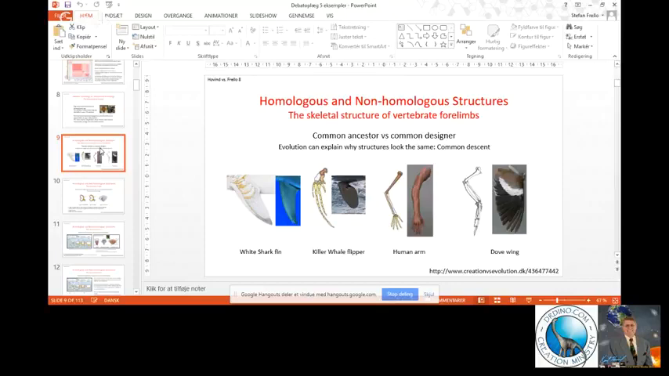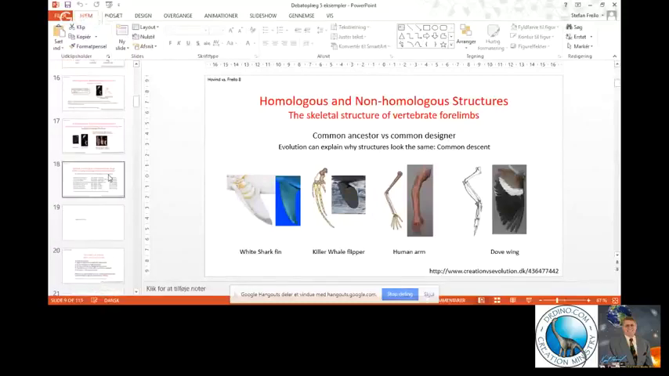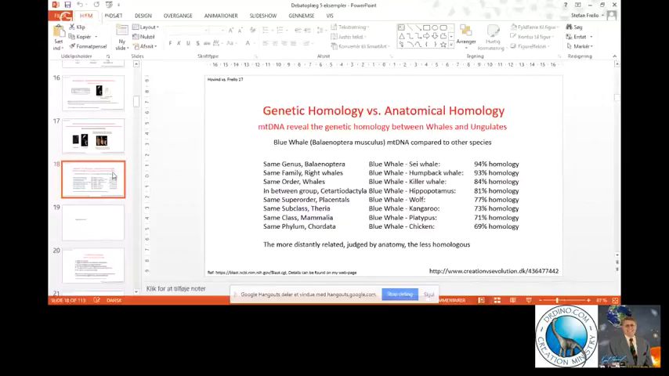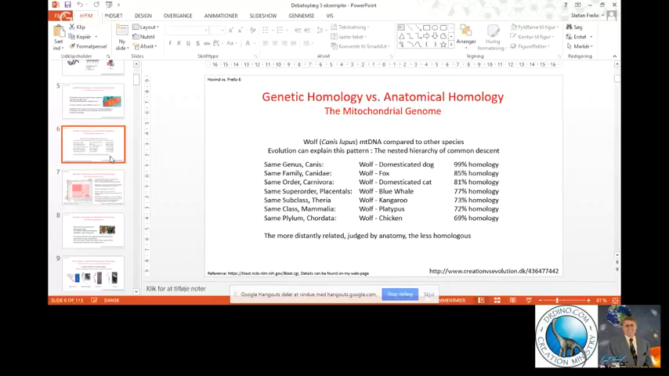In nature, you never see identical units in very different organisms. The dog wing is not identical to the human arm, and the mitochondrial genome of the whale is not identical to other whales. I think the wolf is better. The mitochondrial genes of the wolf are not identical to the fox. They serve exactly the same functions. It is not identical to the mitochondrial genome of the domesticated cat, but they serve exactly the same function.